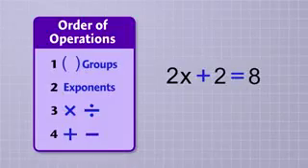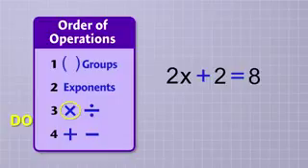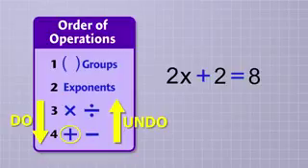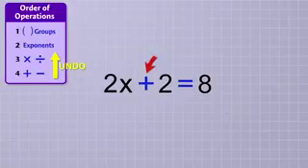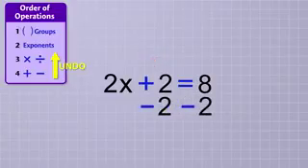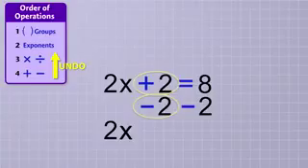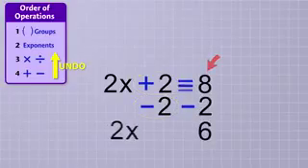Since the order of operations rules tell us to do multiplication before we do addition, we should undo addition before we undo multiplication. So first, we undo the addition by subtracting 2 from both sides of the equation. On the first side, the plus 2 and the minus 2 cancel each other out, leaving just 2x on that side. And on the other side, we have 8 minus 2, which is 6.